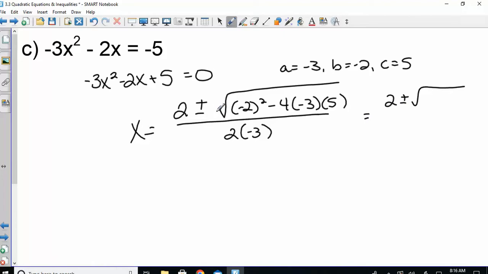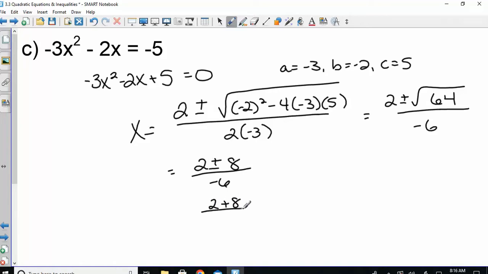So we get 4 plus 60, so that's 64. Square root of 64 is 8. We can keep going with this one because they are like terms. This is 2 plus 8 divided by -6 and 2 minus 8 divided by -6.